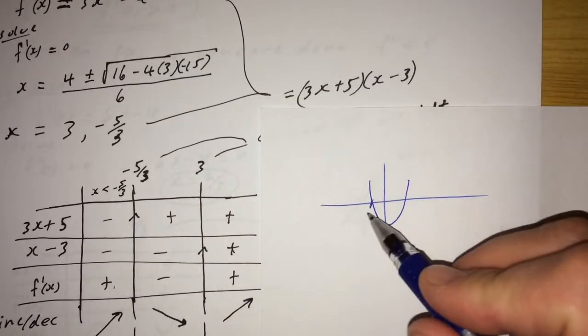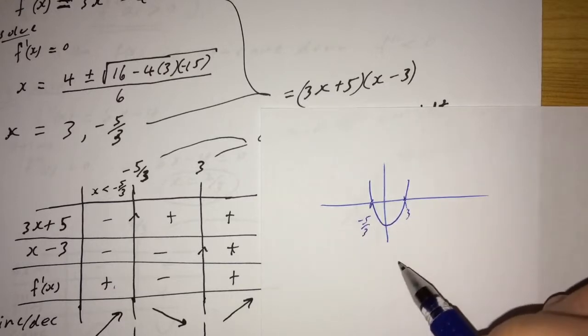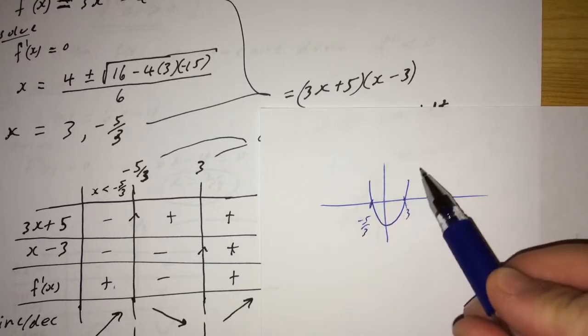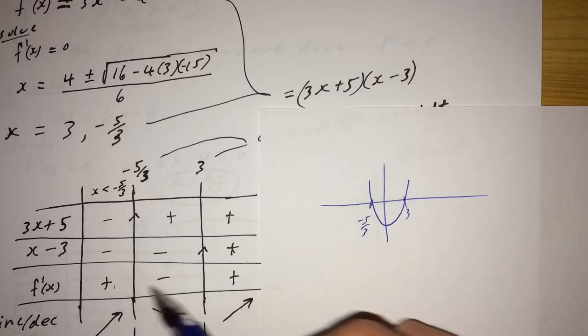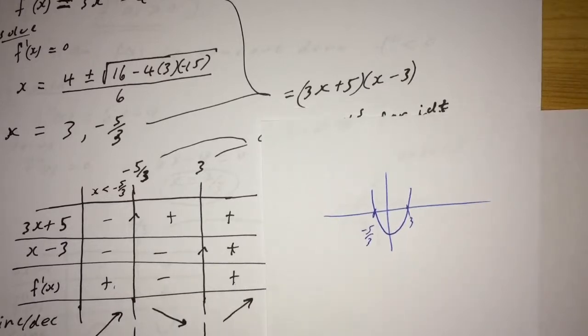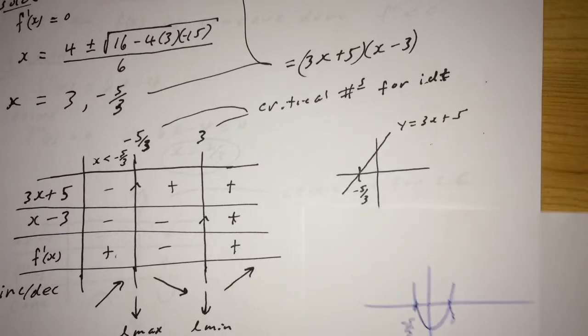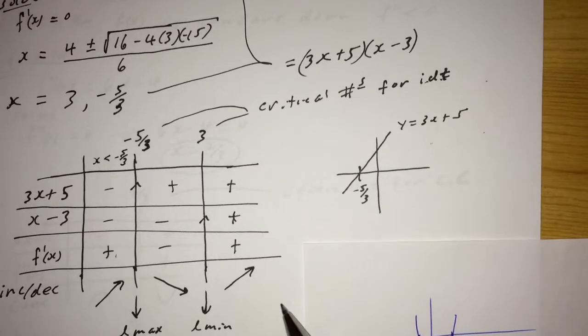Okay. And negative between -5/3 and 3, and then positive again on that side. So you could just jump right to that if it's a quadratic. Okay, but this is what we use for more complex ones, and we're going to use this model to move forward with. Okay, so that's the increasing decreasing table.